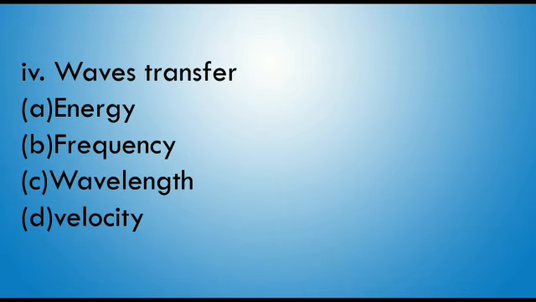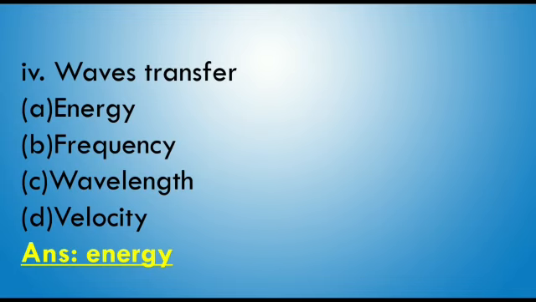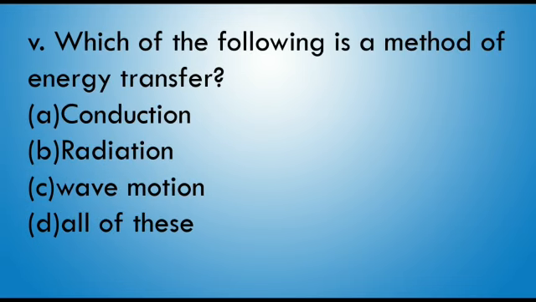MCQ number 4. Waves transfer. Which thing do the waves transfer? Option A, energy. Option B, frequency. Option C, wavelength. Option D, velocity. Which of the following will be transferred by waves? The correct answer is energy. And waves transfer energy from one place to another.